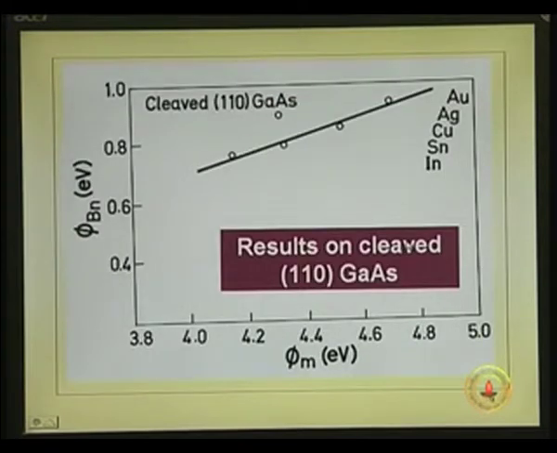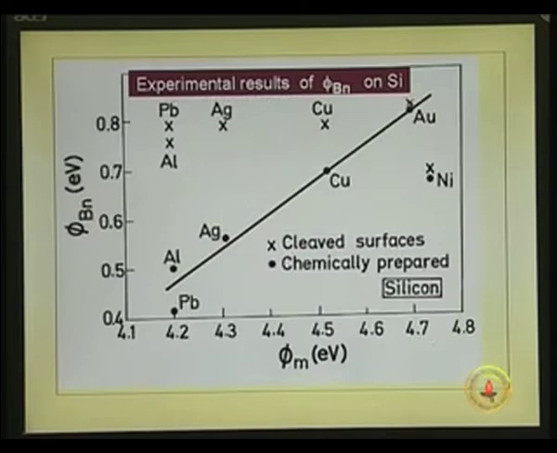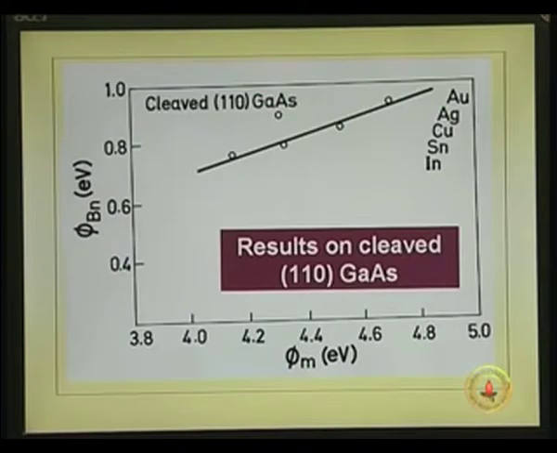This is on gallium arsenide. See, I just put that down first for silicon, it is remarkably seen there. Gallium arsenide on 110 oriented gallium arsenide, cleaved surface, it is not all that flat, but it is still, again, you see phi m is 4.2 or so, you get again about 0.8, something like that.